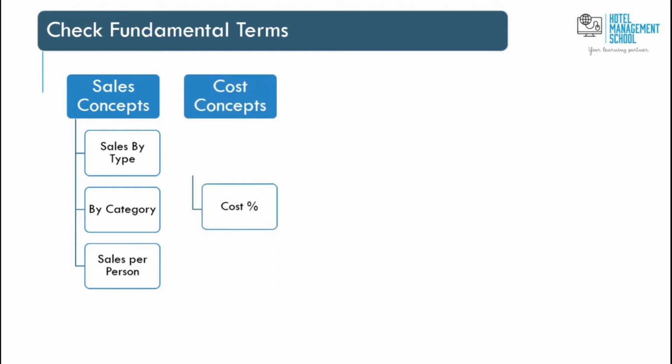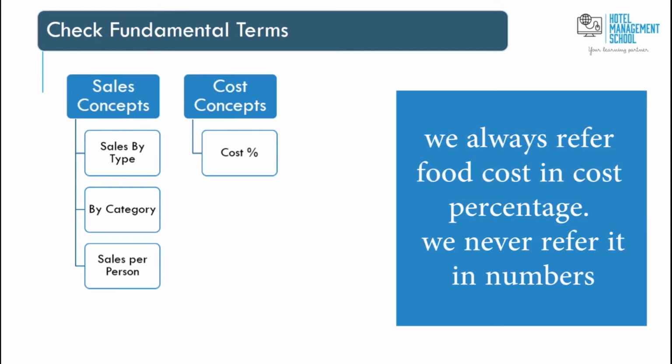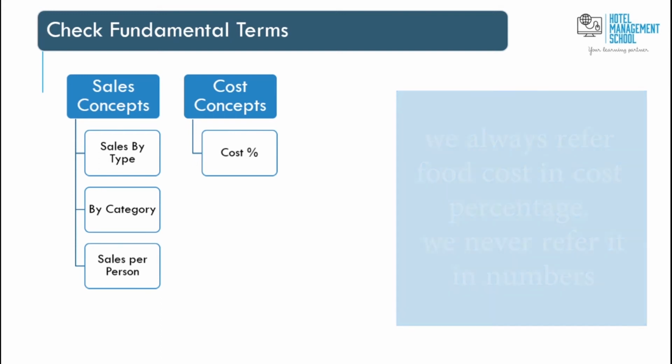So what is the cost percentage? You all know your cost percentage. You already told me, right? 20%, 30%, 35%. Whenever we are referring to food cost, we are always referring to cost percentage. Nobody told me my cost is $35 or $100 or $110, right? Everybody told percentage, 25%, 30%, because it's an average.